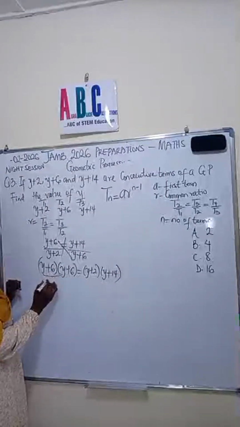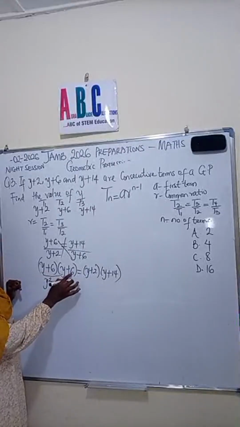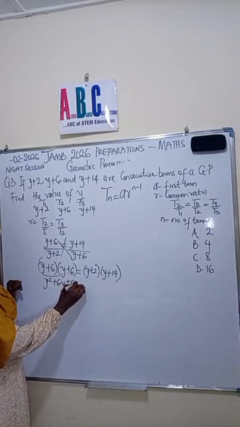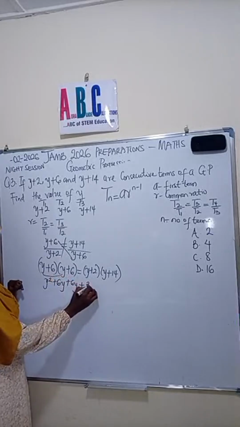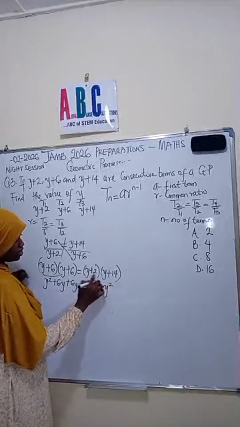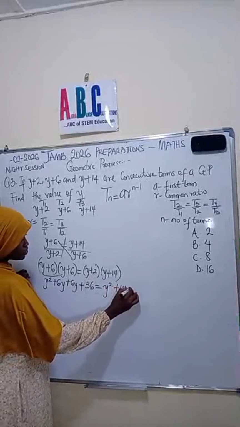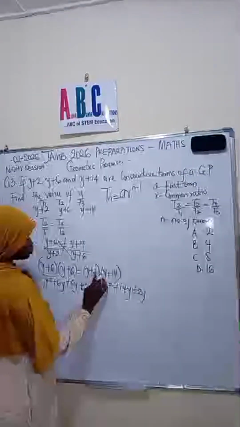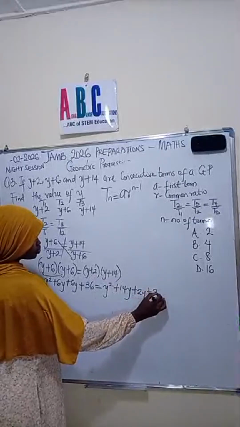So now let's cross multiply. Y times y gives y squared, right? Y times 6 is plus 6y. 6 times y plus 6y. Plus 6 times 6 gives 36. This is equal to y times y is y squared. Y times 14 is plus 14y. 2 times y plus 2y. 2 times 14 is what? Plus 28.